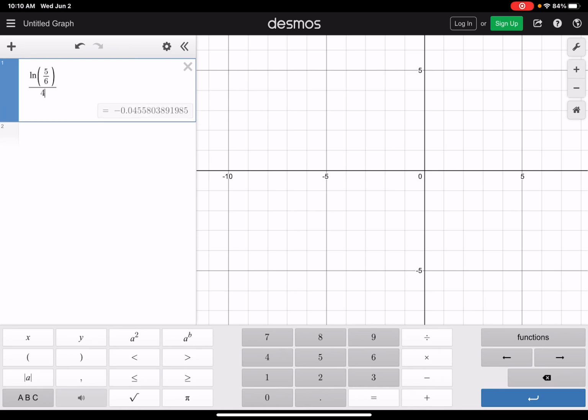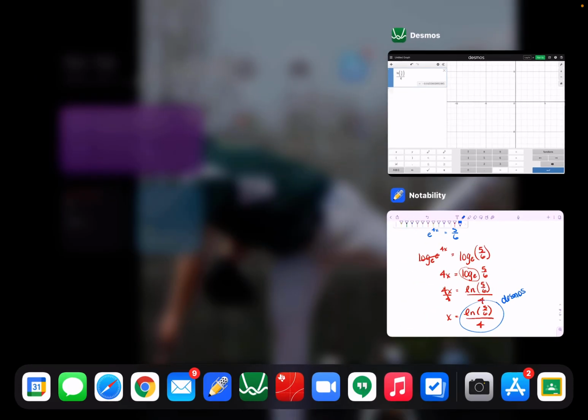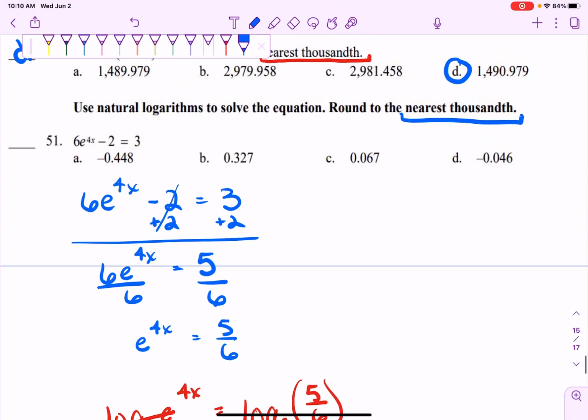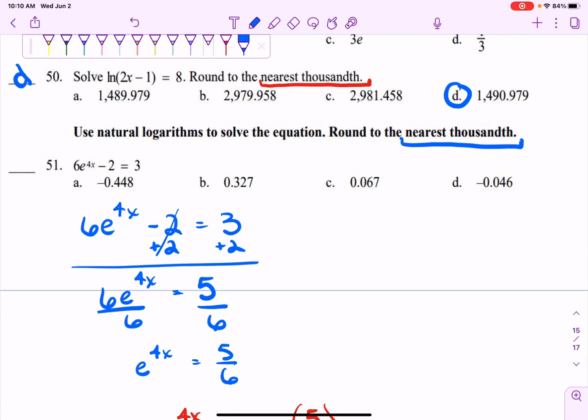And then I'm going to divide it by 4. So I get this negative 0.045, yada, yada, yada. So if I go back to my answers, it's going to match D.